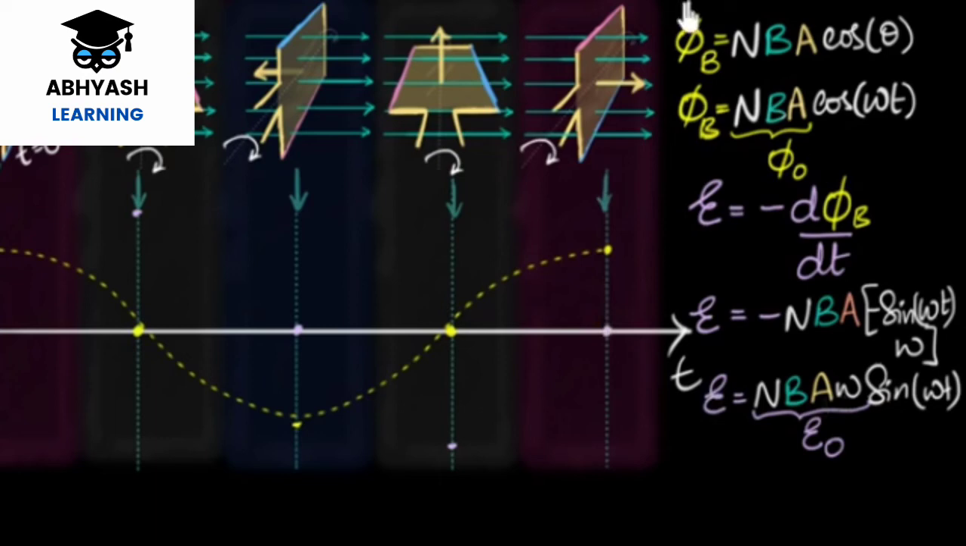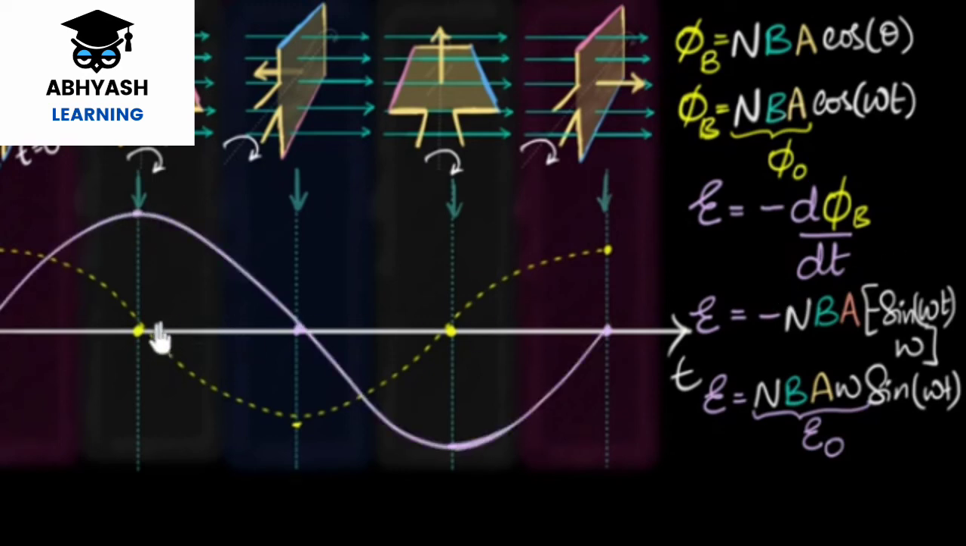So if I have to plot that, let's do this. Another sine wave is going to look somewhat like this. And so our EMF also is a sine graph. It fluctuates between positive E naught and negative E naught, and that's why we say it's an alternating voltage.